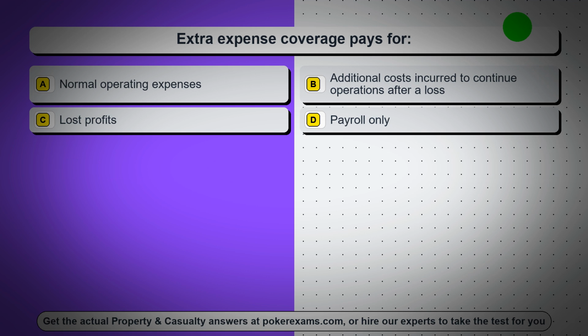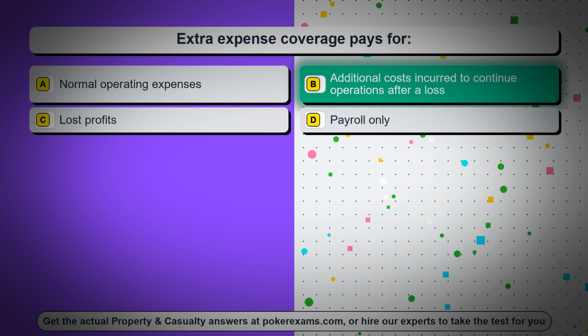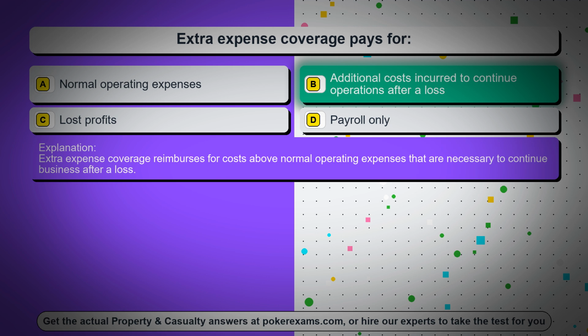Question 14. Extra expense coverage pays for option A, normal operating expenses. Option B, additional costs incurred to continue operations after a loss. Option C, lost profits. Option D, payroll only. The correct answer is option B, additional costs incurred to continue operations after a loss. Extra expense coverage reimburses for costs above normal operating expenses that are necessary to continue business after a loss.